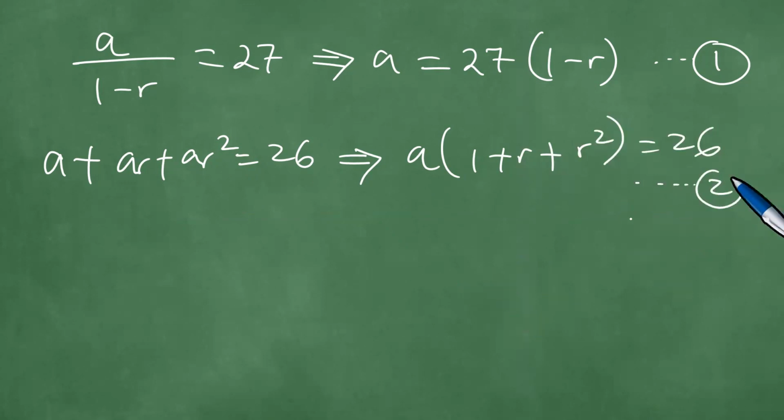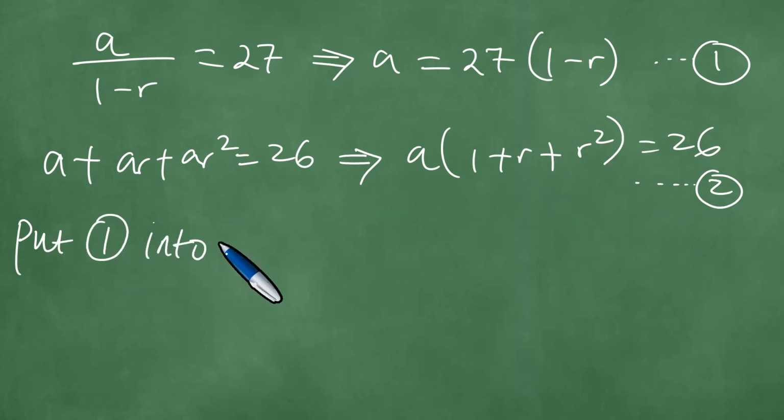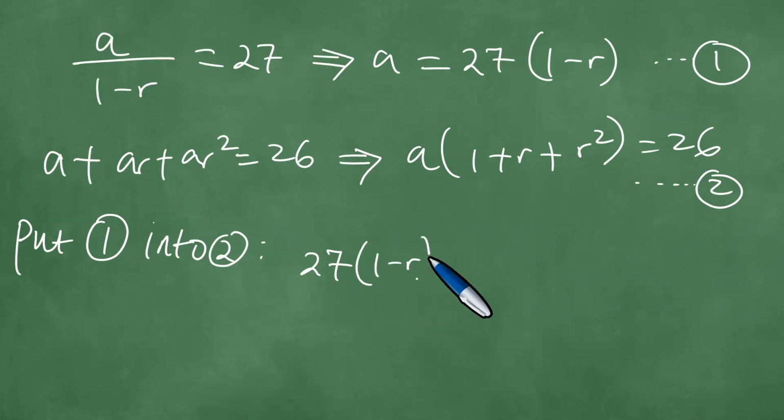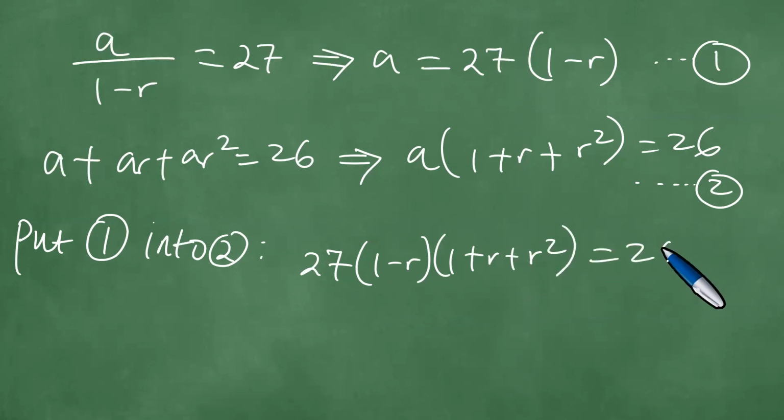We can call this one the second equation. We proceed to put equation 1 into 2. Wherever there is A, you put this here, which is 27 into 1 minus R, 1 plus R squared equals 26.